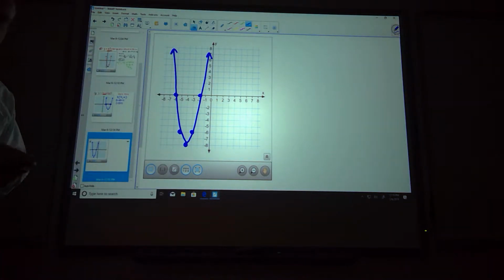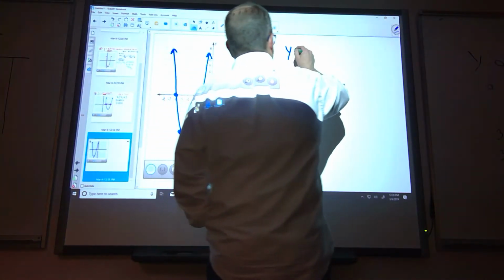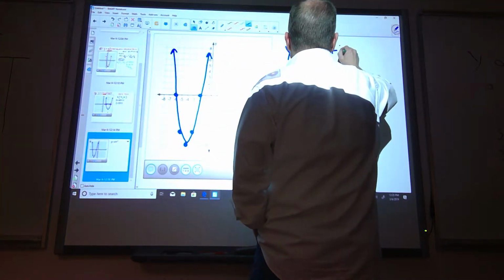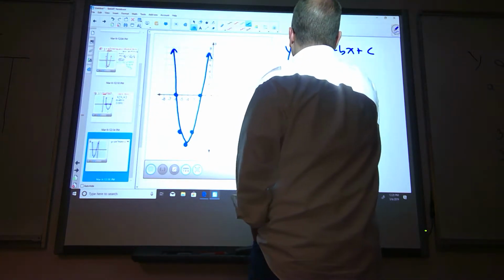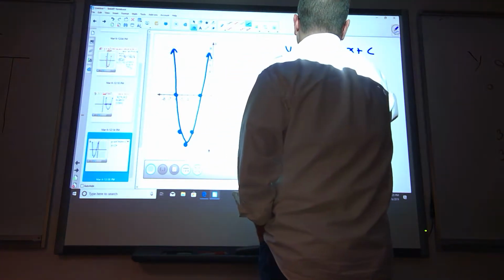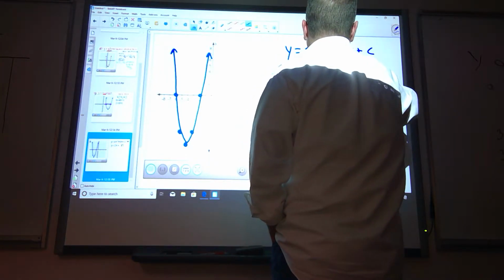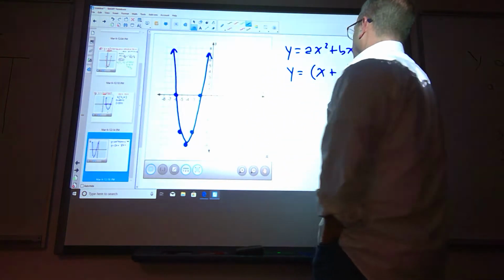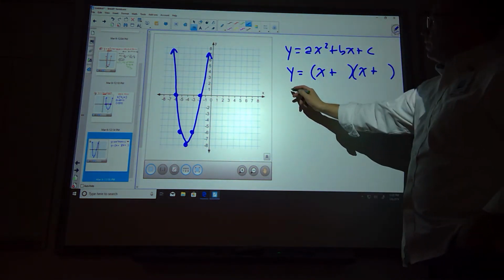Okay, so this is our given quadratic. Let's say you are on quiz day and told, hey, I need you to find the equation to this. We have a couple of different equations we've done. We've had y equals ax squared plus bx plus c. Then we have the x plus, x minus, or x plus form, doesn't matter. And then we also have this one.